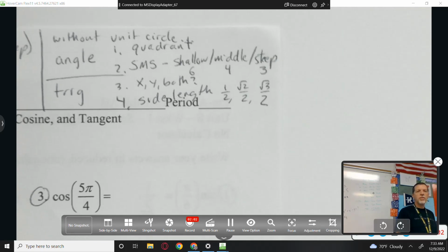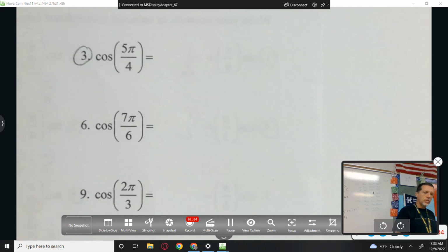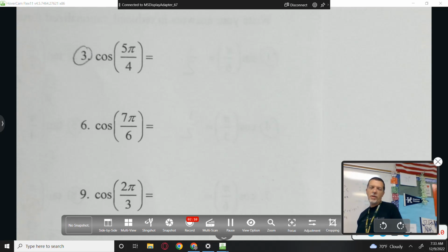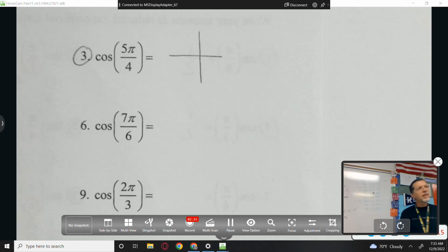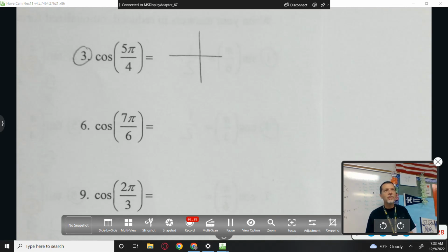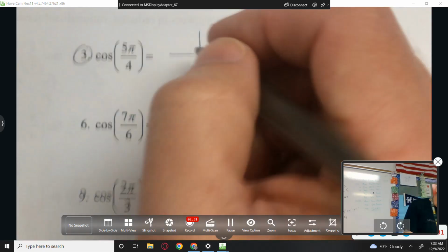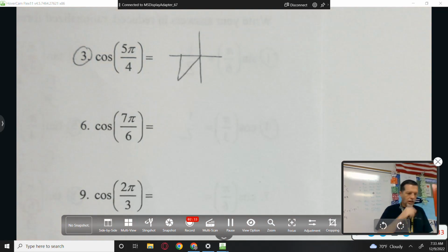So let's look at number 3 and think through that process. Cosine 5 pi over 4. So 5 pi over 4, what quadrant is 5 pi over 4 in? It's in the third. How'd you know that? That's the perfect answer. It's a little more than pi, so it's in the third quadrant. Is it the shallow, middle, or steep angle in the third quadrant? How do you know it's the middle? It's over 4, so it's got to be in the middle. So that's part 1. Put the angle in the right quadrant with the right shallow, middle, steep.